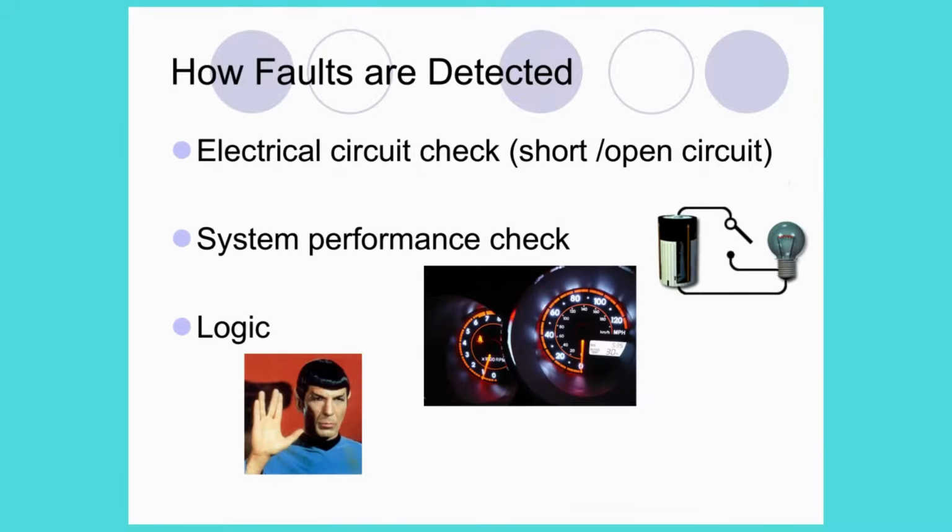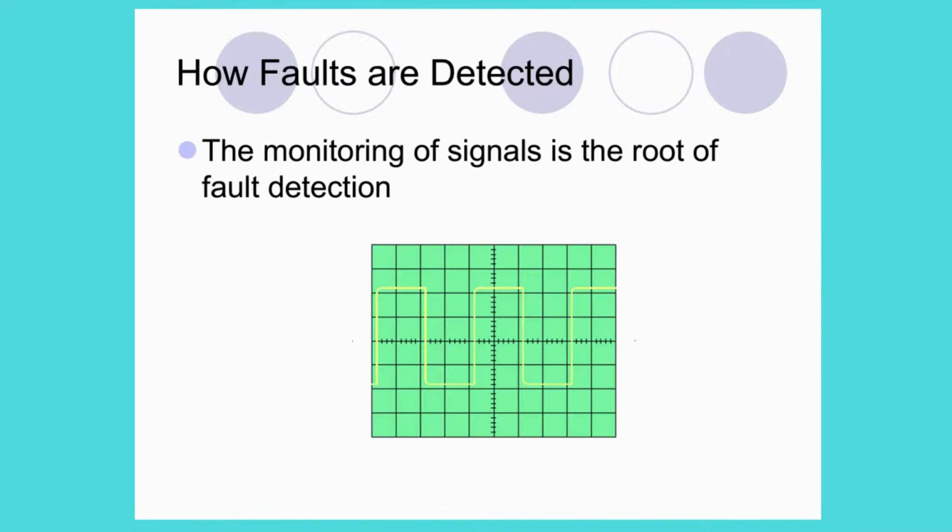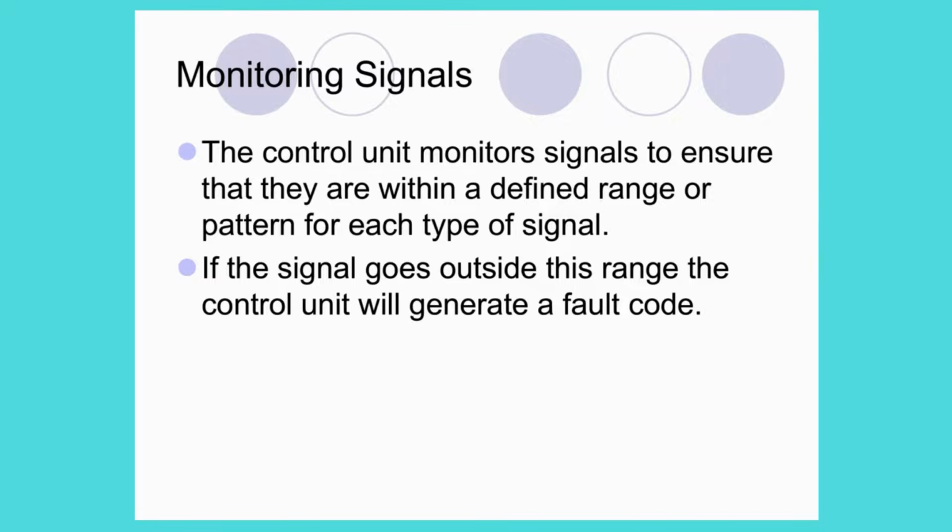Electrical circuit check, system performance check, or logic. The monitoring of signals is the root of fault detection. The control unit monitors signals to ensure that they are within a specified range or pattern for each type of signal. If the signal goes outside this range, the control unit will generate a fault code.